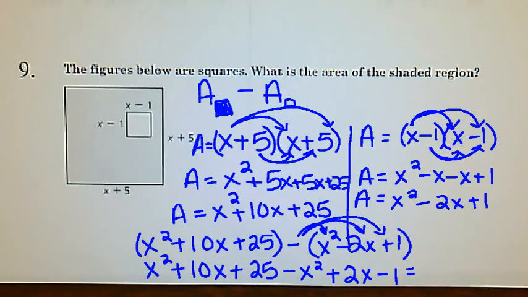Okay, so if I were to combine all my like terms, use a different color. Okay, so if you notice, I have a negative x squared and a positive x squared, so those cancel. And then I have a 10x with a 2x, so that will get me 12x, and then 25 minus 1, so plus 24. And that is my area.